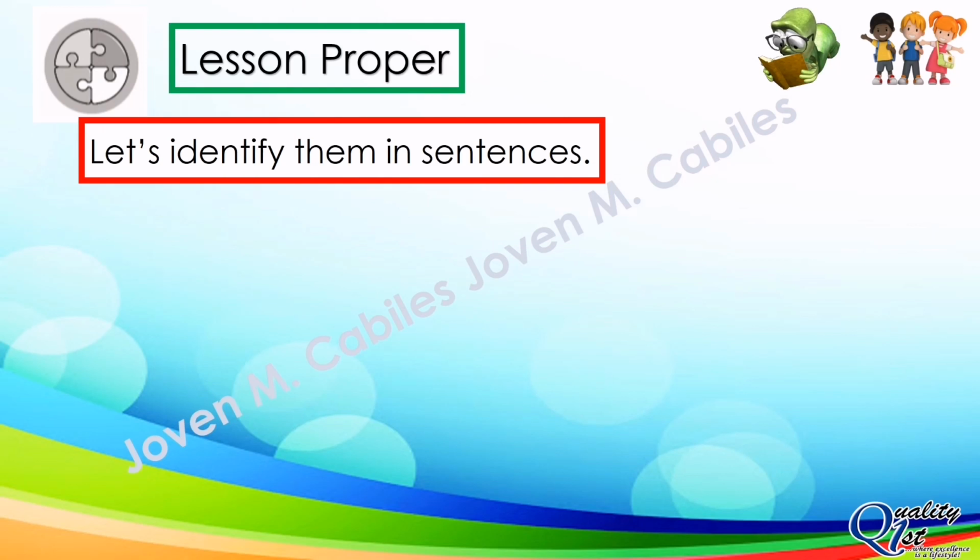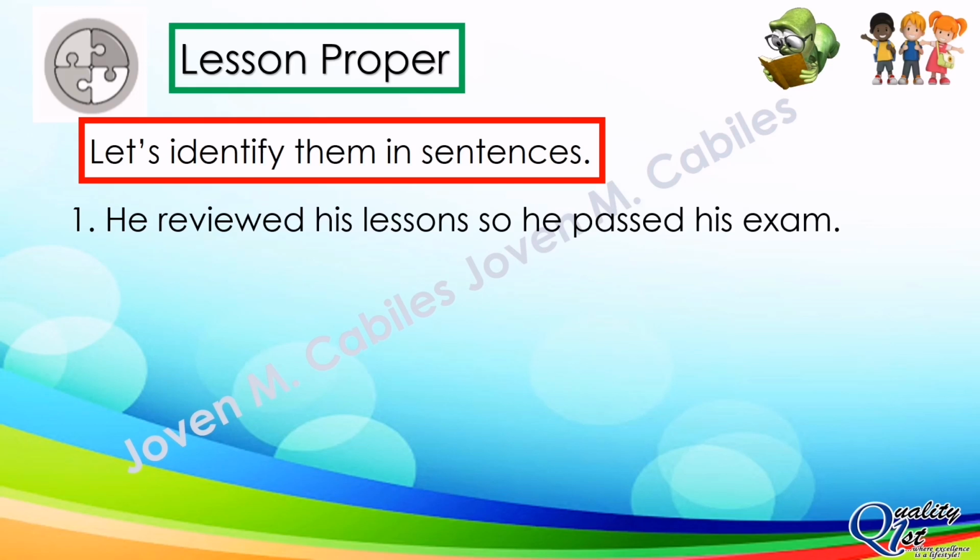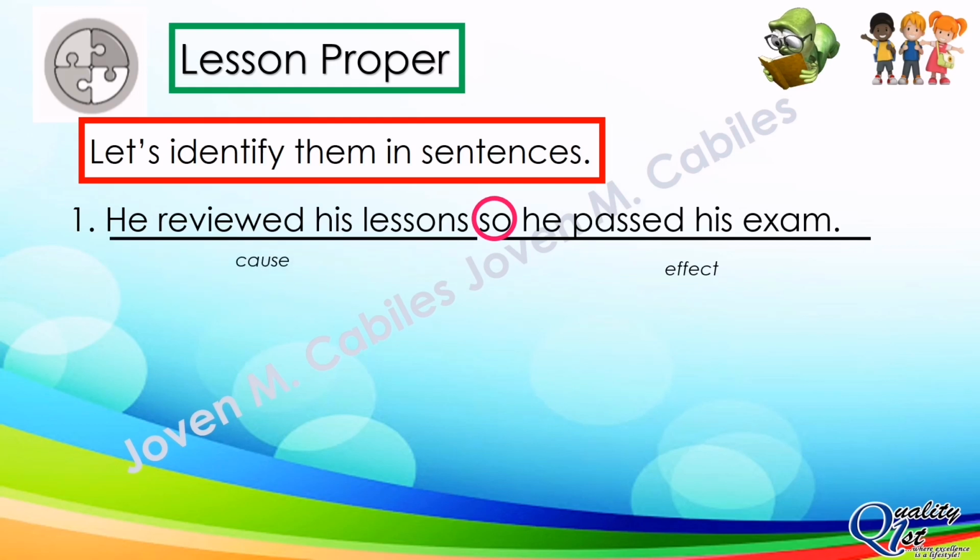Now let's identify them in sentences. Alright? Now for sentence number 1. He reviewed his lessons, so he passed his exam. Which is the cause and which is the effect? The effect is, so he passed his exam. Alright? Because of the signal word so. And the remaining part should now be the cause.